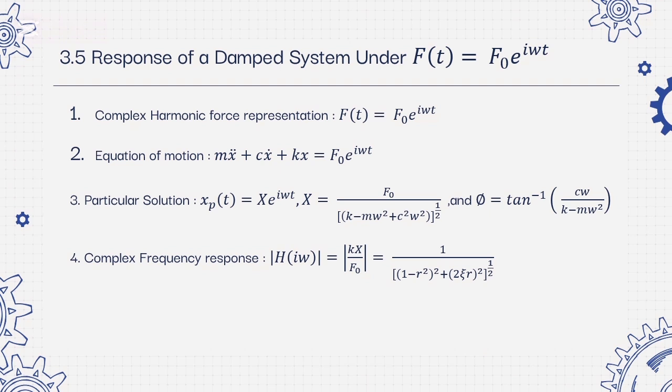Now we'll talk about the complex frequency response, which combines magnification and phase lag into one expression. The magnitude of the complex frequency response is the familiar magnification factor from the previous section, 3.4, and the phase quantifies how much the response lags the force. For example, at resonance, when the frequency is equal to the natural frequency, the phase angle will be equal to 90 degrees. We will see in the next slide the figure visualizing the displacement, velocity, and acceleration as rotating vectors in the complex plane.